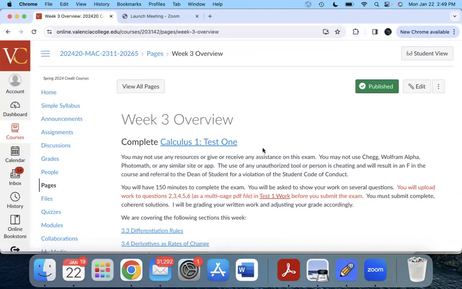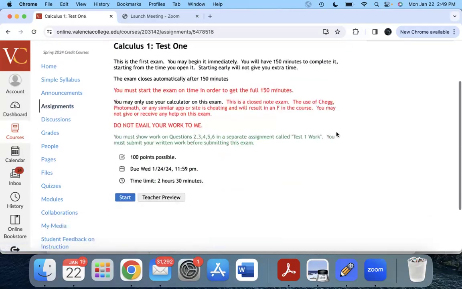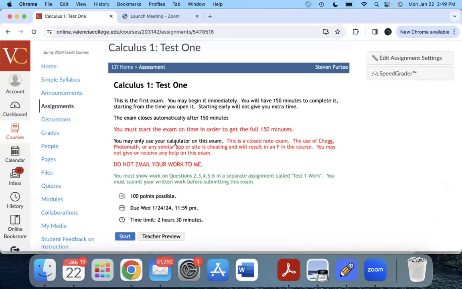So first off, test one is this week. I don't remember when it closes. Wednesday. Five problems you're going to have to show your work on. You may not use any outside resources on this test. Doing so is cheating and will result in an F in the course.